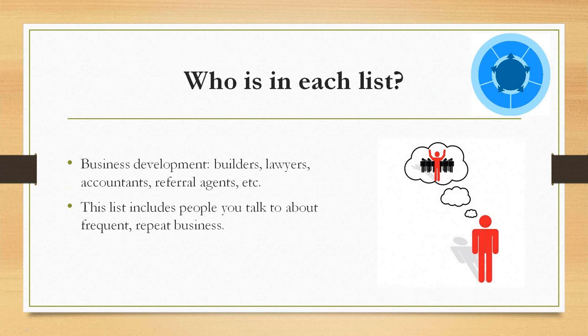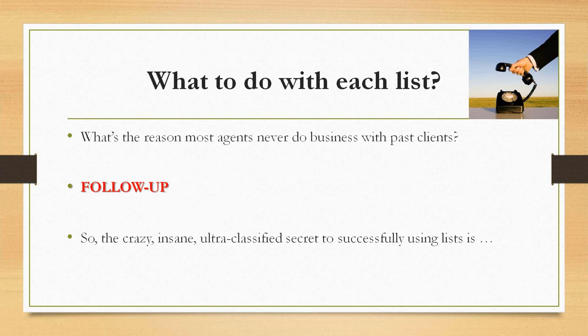So who is in each list? Suppose business development, which was the last, number six list. Builders, lawyers, accountants, referral agents, these will all come on the business development list. This list includes people you talk to about frequent and repeat business.